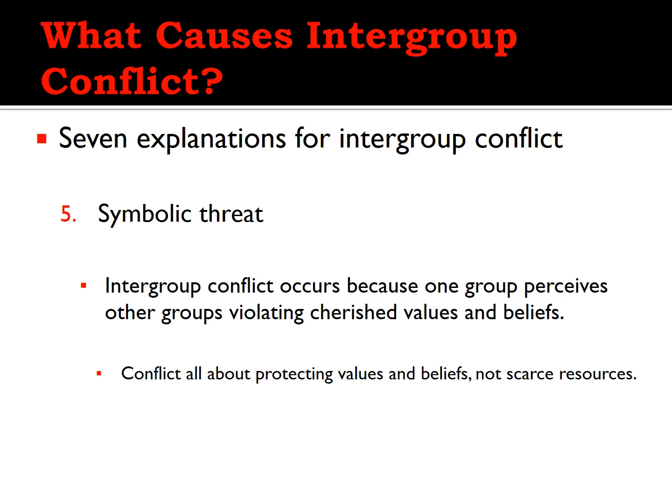Many social psychologists are skeptical of this explanation, however, because they argue that if you look closely, intergroup conflict that seems to be over values and beliefs really is about resources, and that groups are just using their values and beliefs to give a moral blanket, as it were, for why they should have access to these resources and why the other groups shouldn't. The U.S. Civil War is a good example of this.